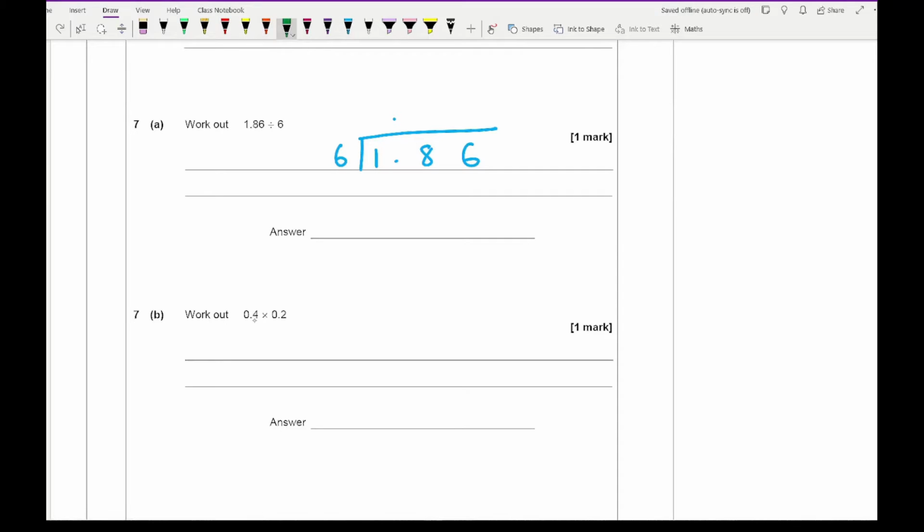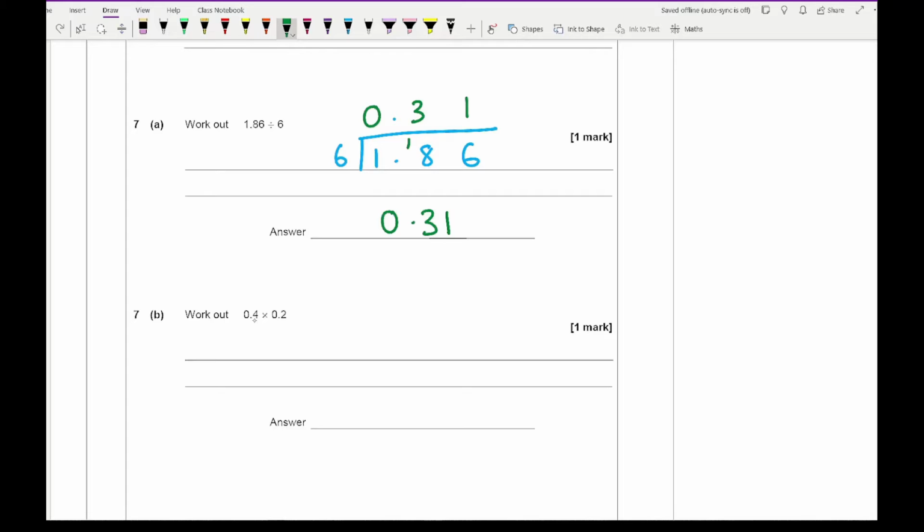So here I've got 6 divided by 1, which is 0, so I carry the 1. 6 goes into 18, 3 times, and no remainder, and 6 goes into 6 once, so the final answer is 0.31. Now for question b, again this could be done in several different ways. It's only worth 1 mark, so you're just going to give the full answer.